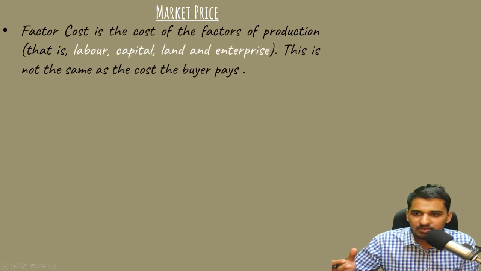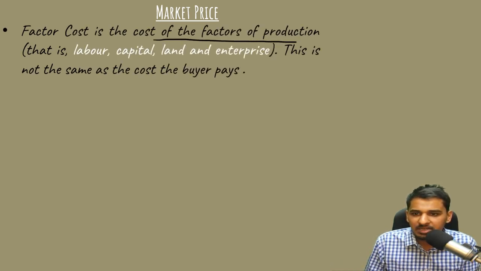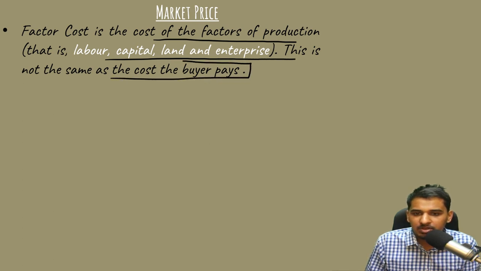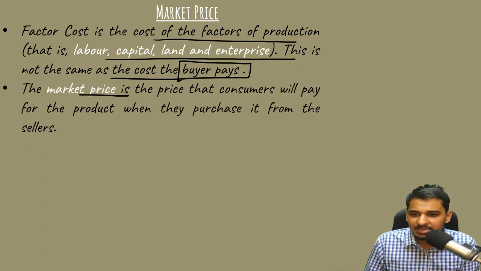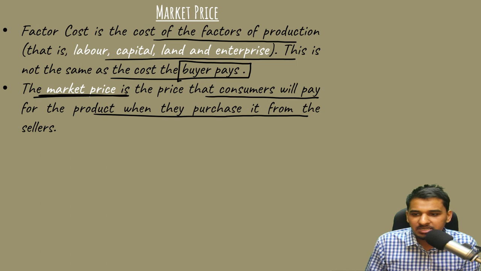Now let us look at it in detail. So the difference between market price and factor cost, what it is. Factor cost is the cost of factors of production. We have seen land, labor, capital and enterprise. This is not the same as the cost the buyer pays, because the buyer will also pay some amount of tax, say GST or sales tax, etc. Market price is what the buyer will pay, the price that consumers will pay for the products when they purchase it from sellers.